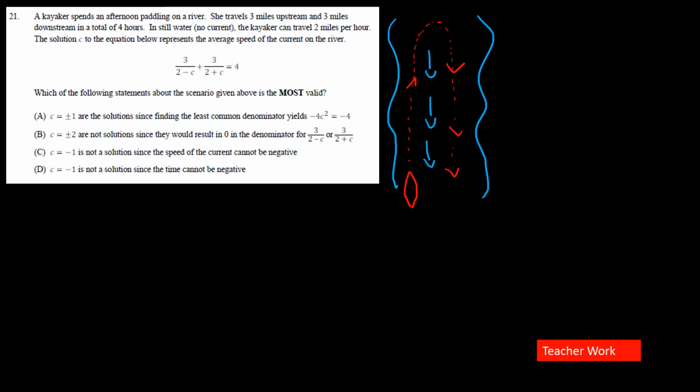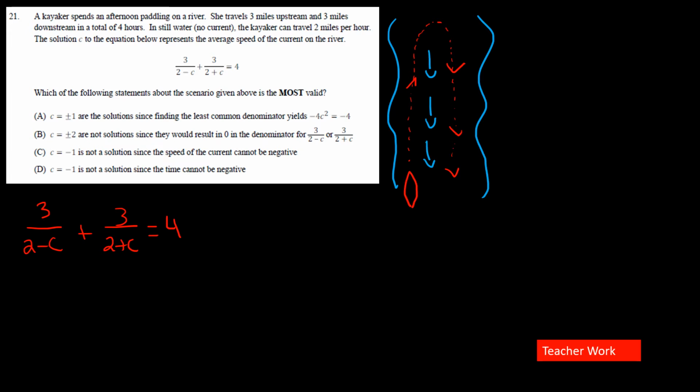Now, what ends up happening here is they want us to prove which statement is true off of this equation that's given to us: 3 over 2 minus c plus 3 over 2 plus c equals 4. Okay? So when we have this here, they want us to prove which one of these statements is true. So A says c equals plus or minus 1 is our solution, since finding the least common denominator yields negative 4c squared equals negative 4. Maybe, we haven't proved it yet, maybe.